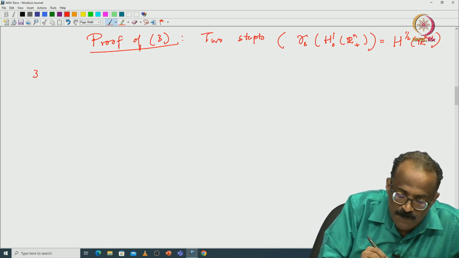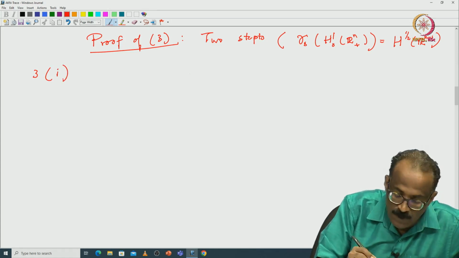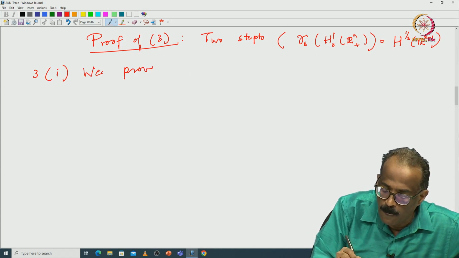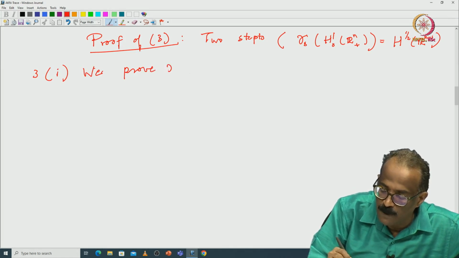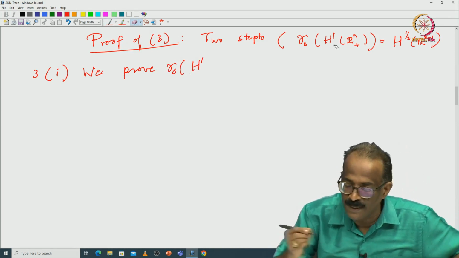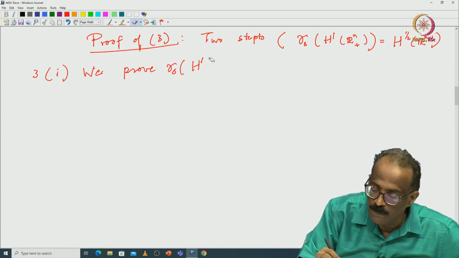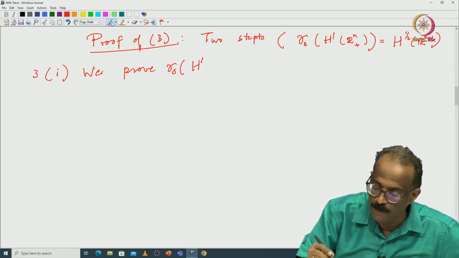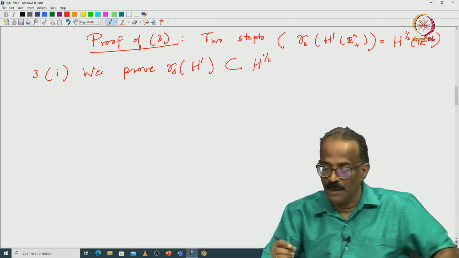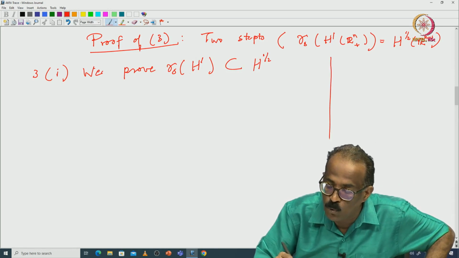So, the first part of 3(1). So, we prove the inclusion: gamma naught of H1, oh no, sorry, there is no H1 naught here. H1 is contained in H half. So, let me give you some 2 notations.